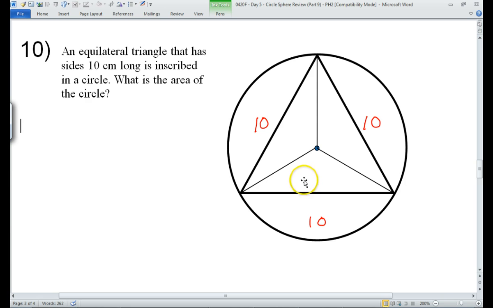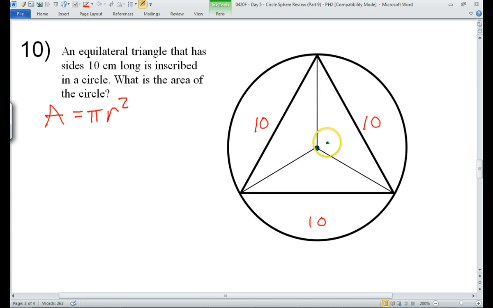Now, my goal is to find the radius of the circle. We're supposed to find the area of the circle, and we know that the area of the circle is pi times the radius squared. So all I need is the radius, and I've got it. So I'm going to use one of these triangles that I've created in order to find the radius of the circle. Now, let's see, watch how I do it.